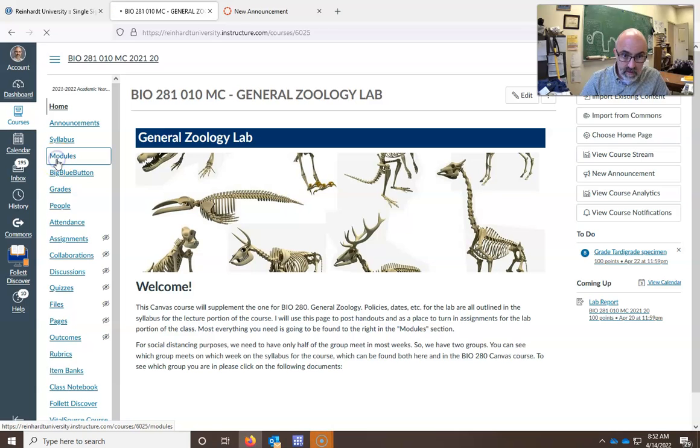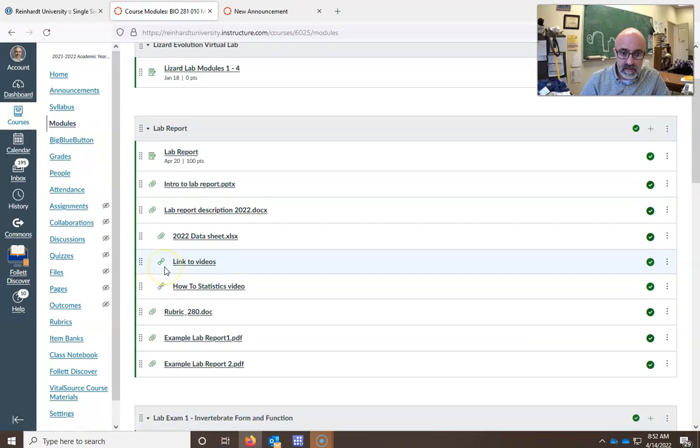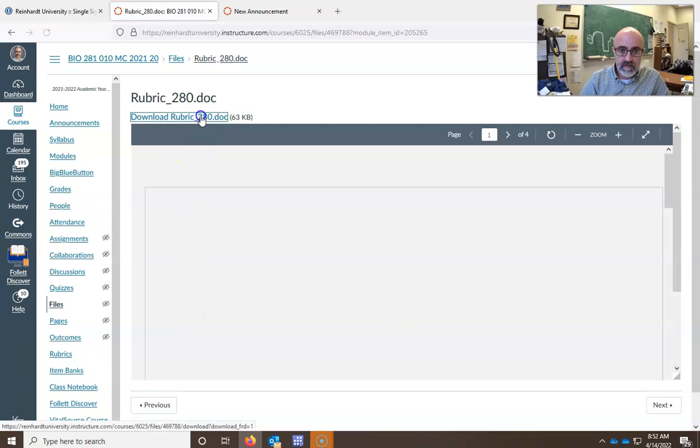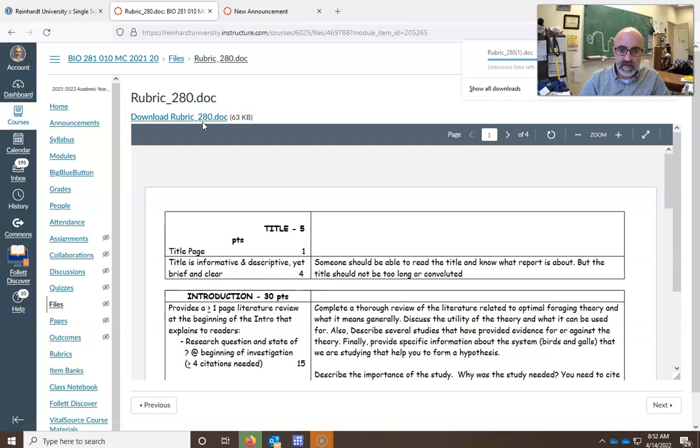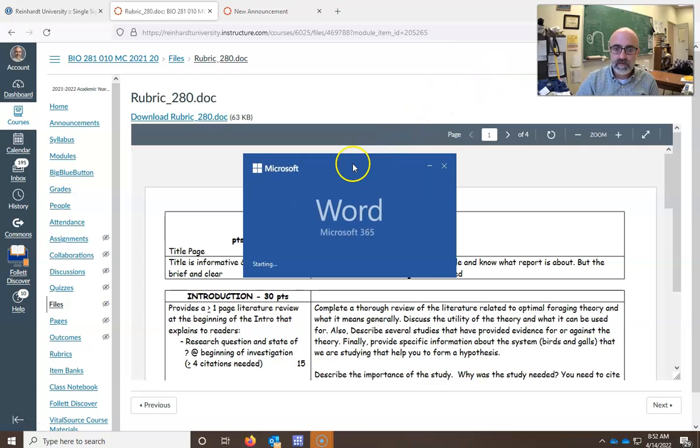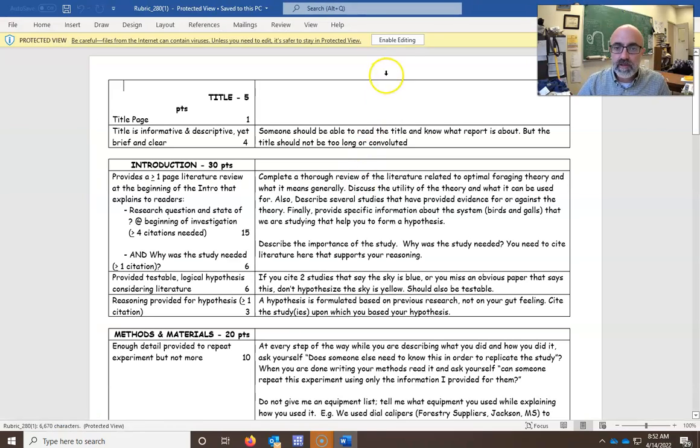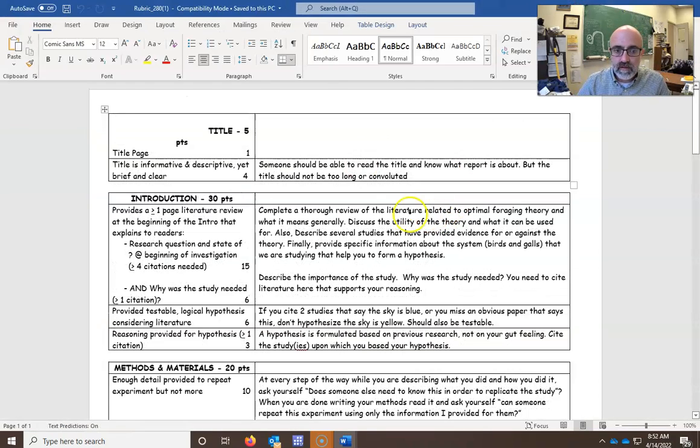So if you go to the modules in the 281 class and in the lab report module, you'll see the rubric. Okay. Definitely get acquainted with this and make sure that you address the points in this lab report rubric. Okay. That's going to make you much more successful on your lab report and getting a good grade.